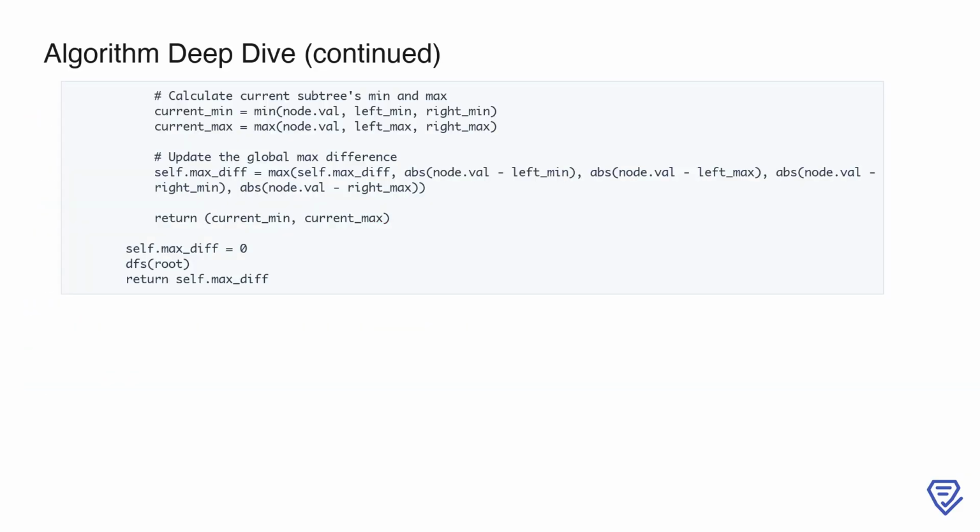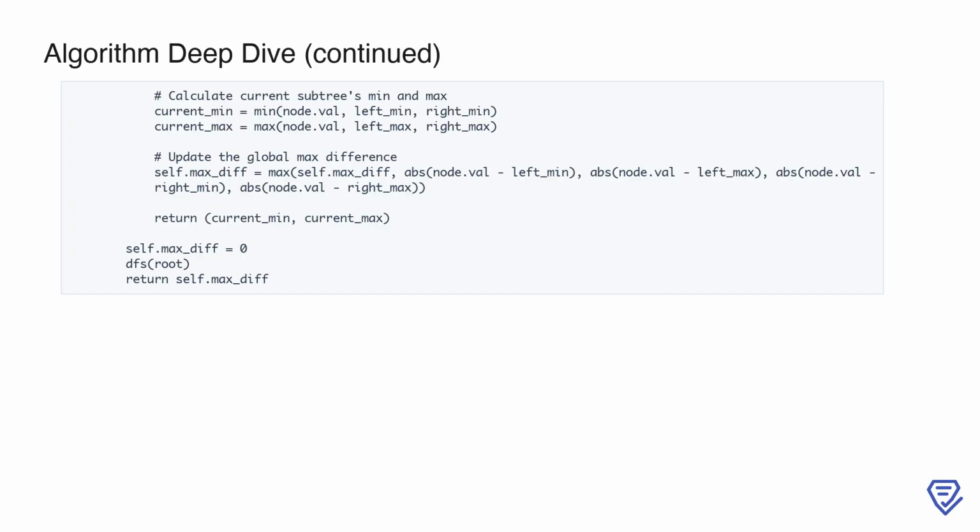To implement this algorithm, we define the helper function DFS(node) within the main solution class. If the current node is None, the function returns float inf, indicating that no valid values exist for the subtree. For non-null nodes, the function first computes the minimum and maximum values for the left and right subtrees by making recursive calls to DFS. Using these results, the current node calculates its own subtree's minimum and maximum values, which include its own value.